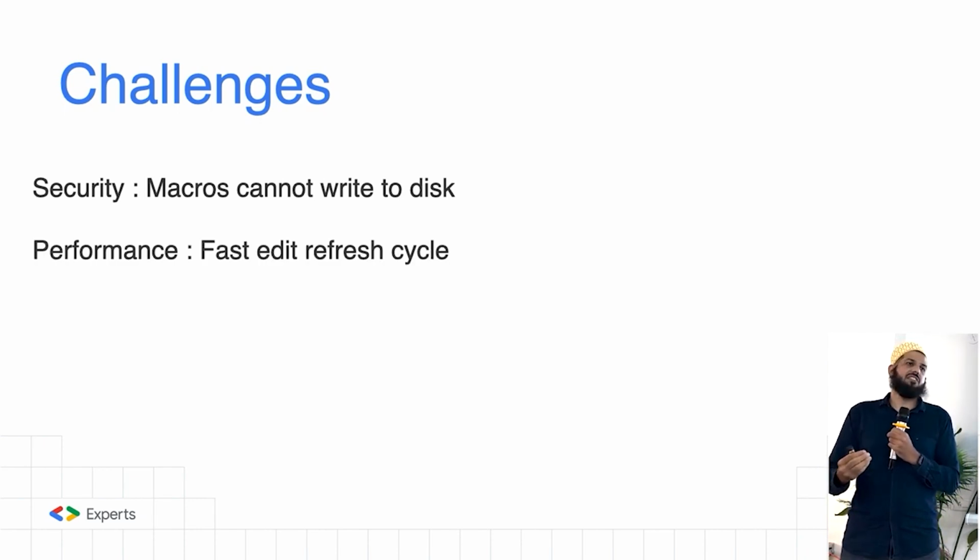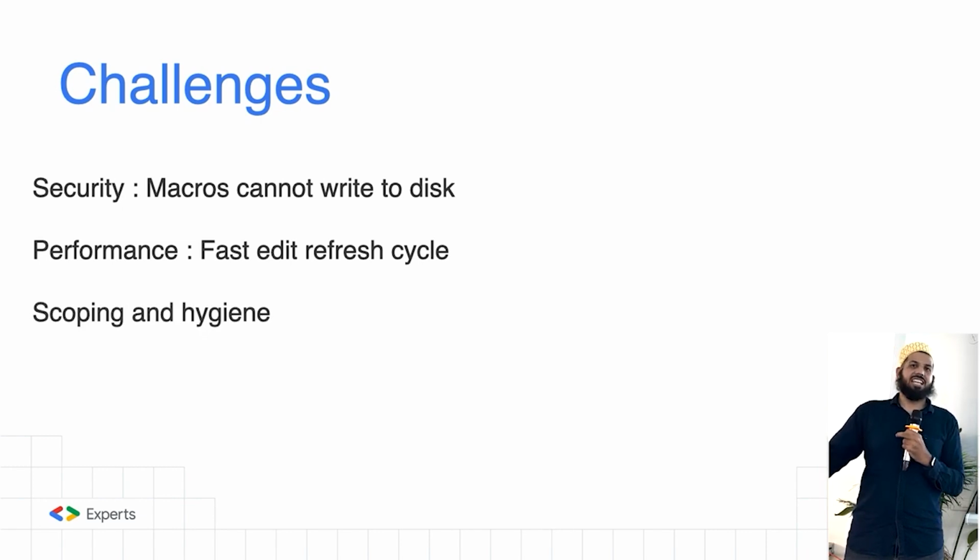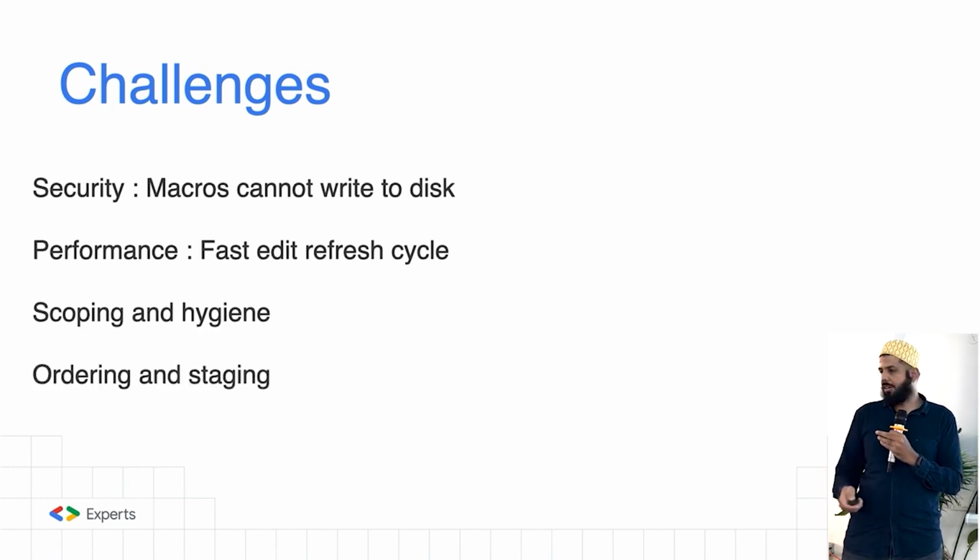Performance, fast edit refresh cycle, since it generates code at run time, every time you press a key it will try to generate code for it. So it's really challenging to have a developer experience where बहुत fast लगना चाहिए. और हम तो टिकटॉक और रील्स के ज़माने में रहते हैं, तो हम तो wait तो कर ही नहीं सकते, तो तुरंत आधे सेकंड से कम में भी होना चाहिए. And scoping and hygiene कि कितना scope है, कहाँ तक उसका expansion होना चाहिए, नहीं होना चाहिए.